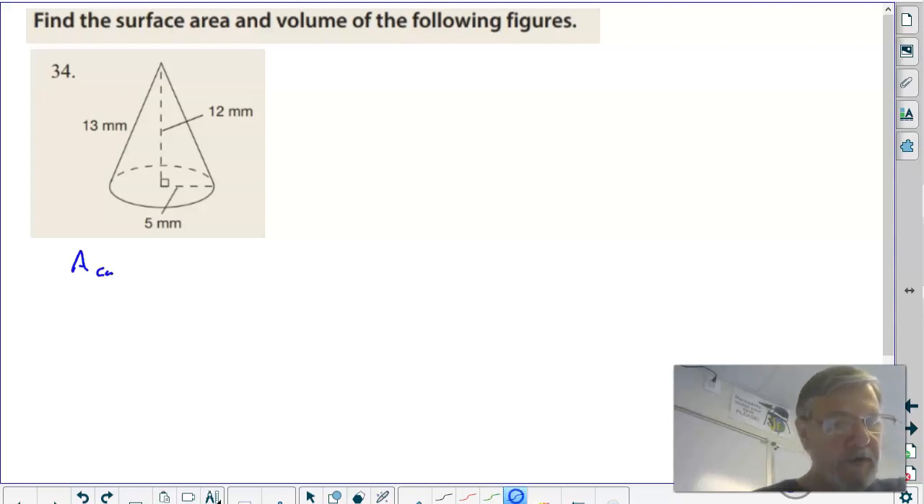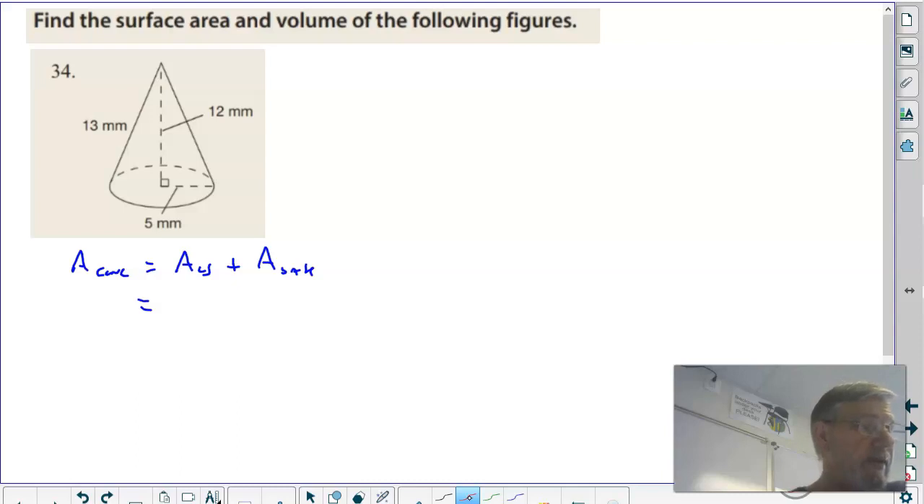All right, so area of a cone, again, is area of the lateral surface plus, there's only one base, right? So plus area of the base. Now, area of the lateral surface. Cones are tricky. You have to remember that the lateral surface formula is pi RL. Pi times radius times the length.